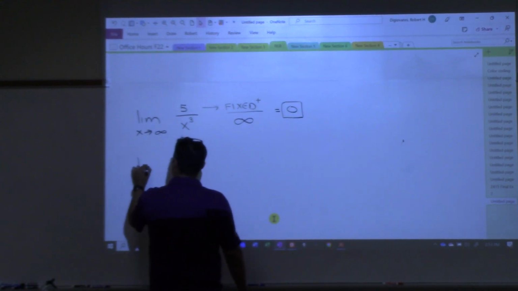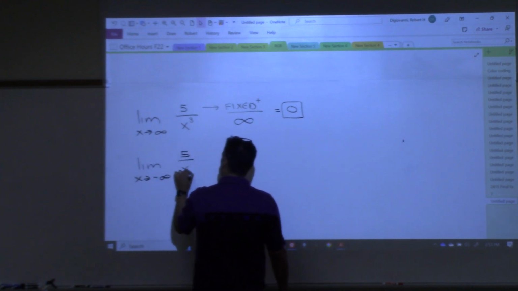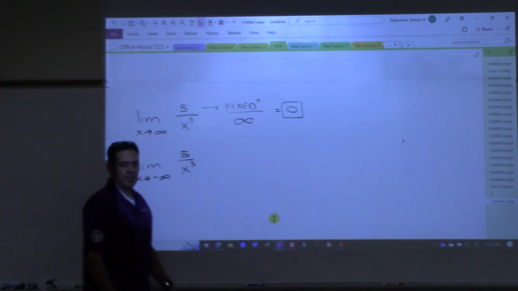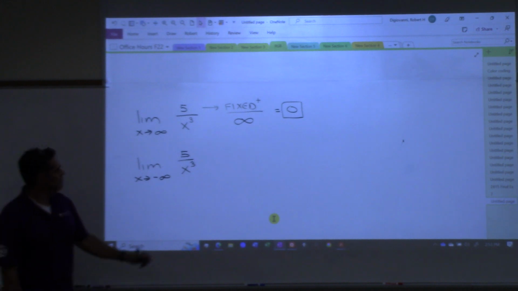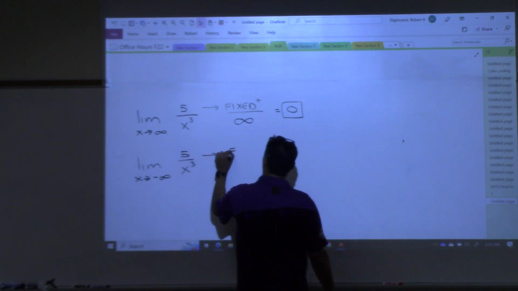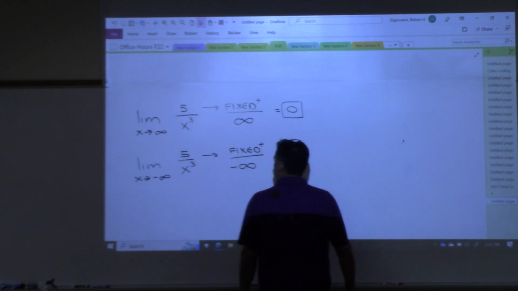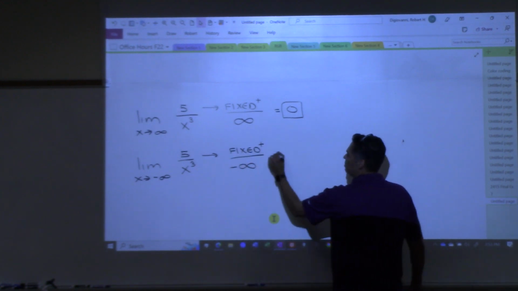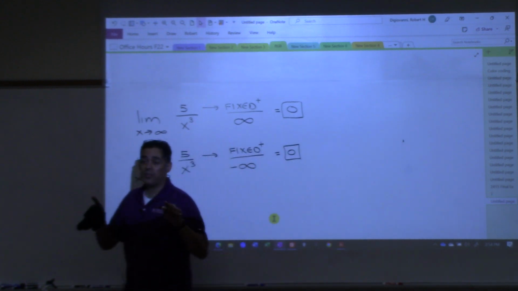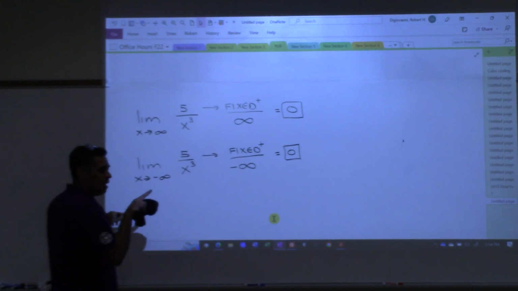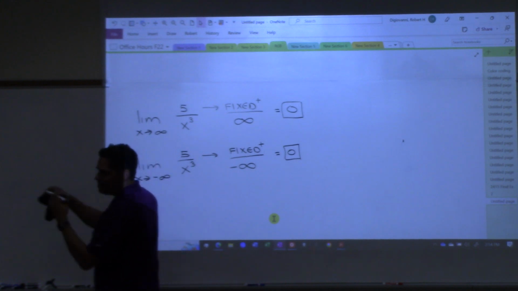If I do the limit as x goes to negative infinity of the same problem, does it change anything? No, because the top is still headed to 5. The bottom is headed to negative infinity, but that doesn't change anything. Fixed positive over infinite but negative has no impact on the fact that this is still headed to 0. This was like your horizontal asymptote in college algebra, right? When you go out to the right, it flattens out. Go out to the left, it flattens out. Same concept.